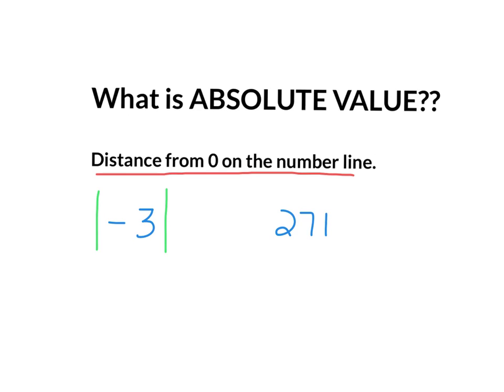What is the absolute value of negative 3? What they're asking you is how far away is negative 3 from 0 on the number line, and hopefully you know it's 3 away. Distance cannot be negative. That's why. Distance can never be negative.